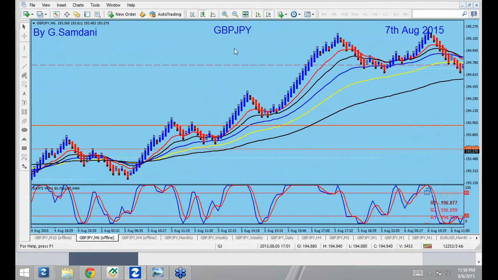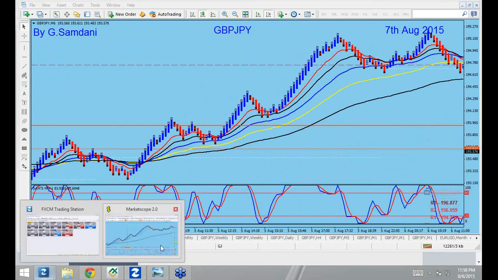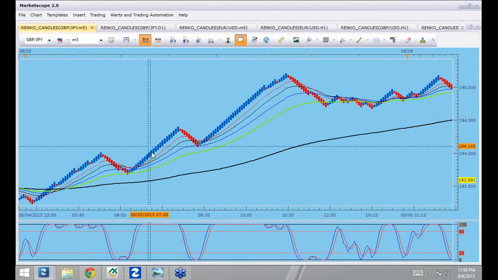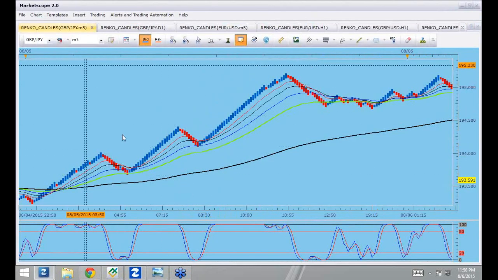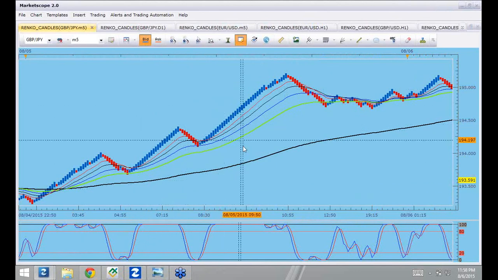Now, the same thing is on another trading station, which is not MT4. You will also get everything for that if you want to use it, because I'm using this one. Let me show you real quick. This is the same setup right here. This is MarketScope 2.0. This is called Trading Station.